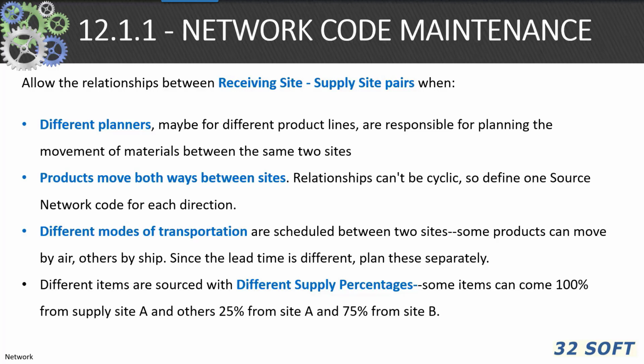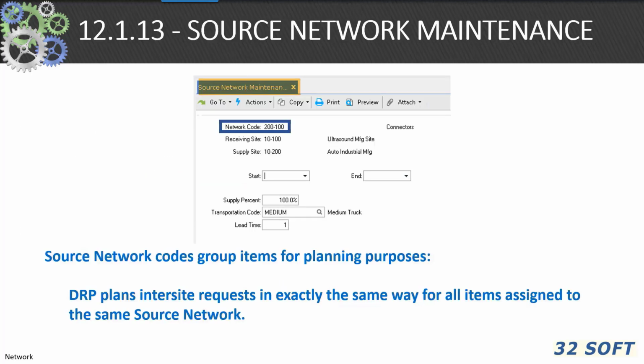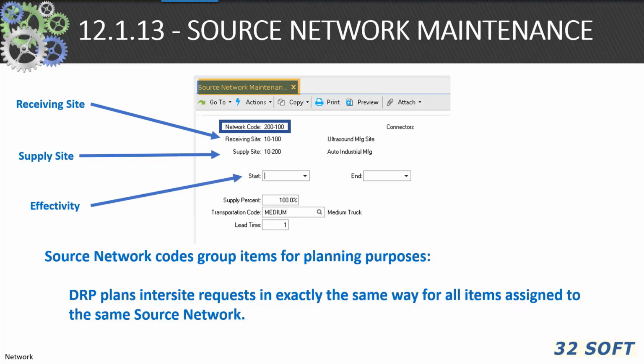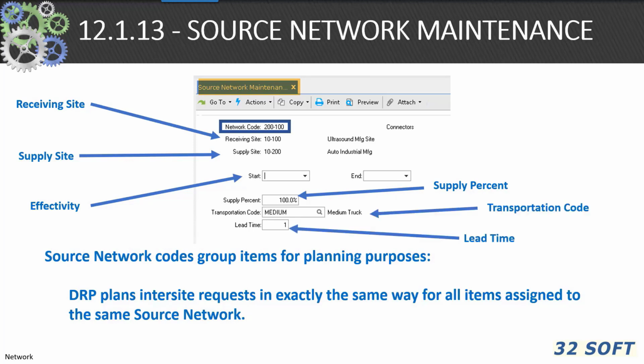The different types of transportation are defined, and the lead times can be variable to the network, and this allows for each node to be planned differently, along with, as we mentioned, the supply percentages. The 12.1.13 source network maintenance. Here you have the network code with a receiving site, a supplying site, your effectivity dates, the supplying percentage of the supply type to the receiving site, your transportation code, and lead time.